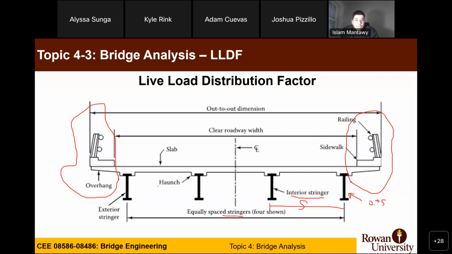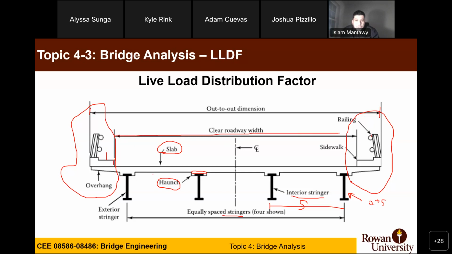And we also have the haunch, which is the concrete part that makes the transition between the girder and the bridge deck. You have the slab, which we often talk about as the bridge deck. You have the rail. Sometimes you can have a sidewalk, so pedestrians can walk here. You can also measure the out-to-out distance, and you also have the clear roadway distance, which is from the sidewalk to the sidewalk.